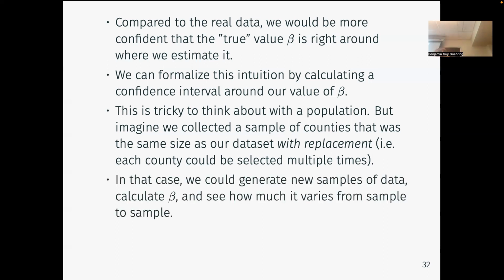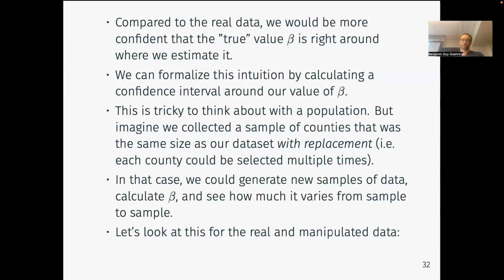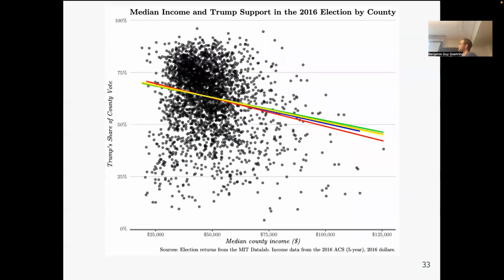So each time that I pull out 3,100 counties from my big bag, that's a new sample of data, and we could recalculate beta and see how much it varies from one sample to the other sample. So let's do this. This is the real data. The blue line is the line of best fit with the full actual data set.